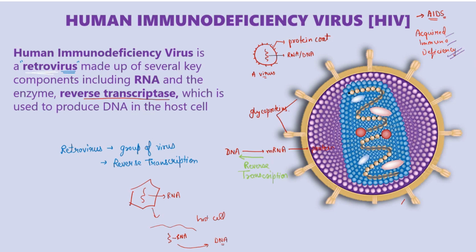What is the genetic material in the HIV virus? RNA. Which type of RNA, single strand or double strand? Single strand.